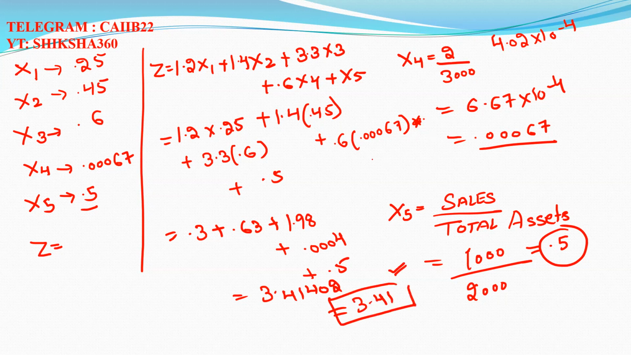So here the value of Z is basically greater than 1.81. We will discuss only two criteria. In one case the value of Z is less than 1.81, and in the other case the value of Z is more than 1.81. Here we get Z equal to 3.41, so we can say that Z is greater than 1.81.